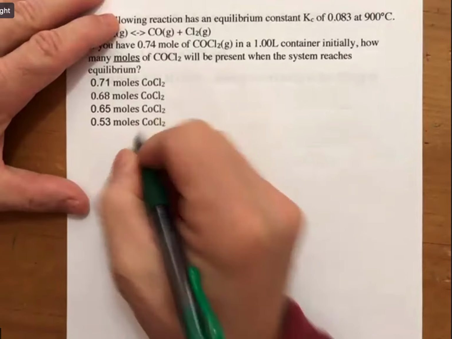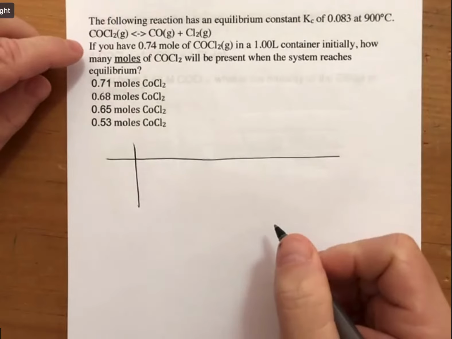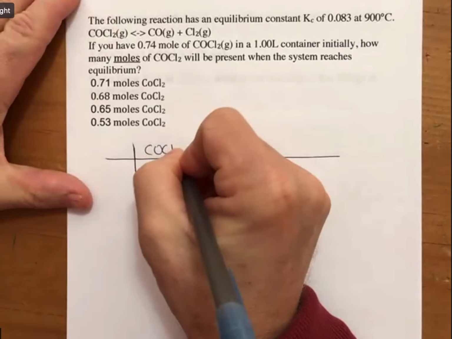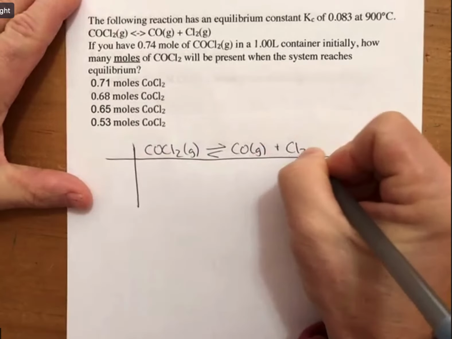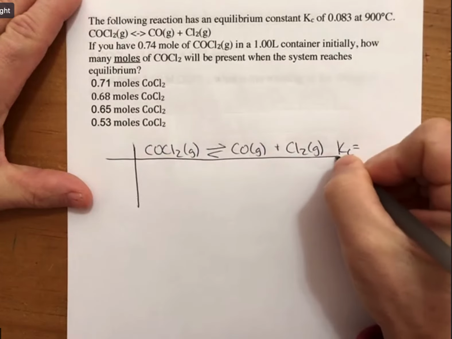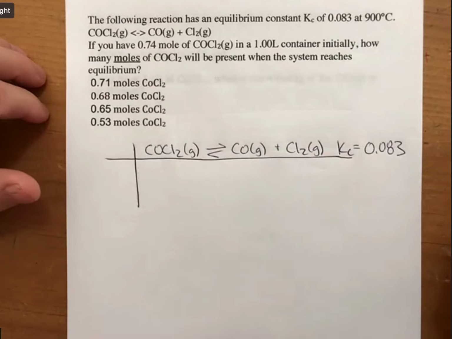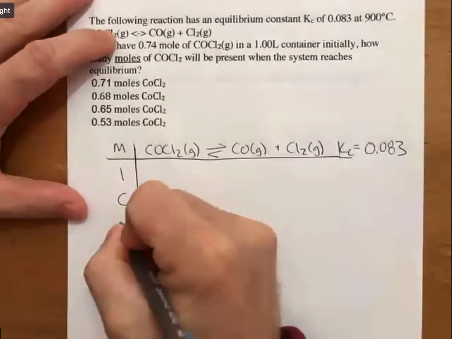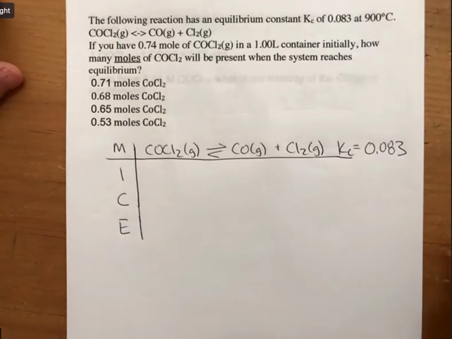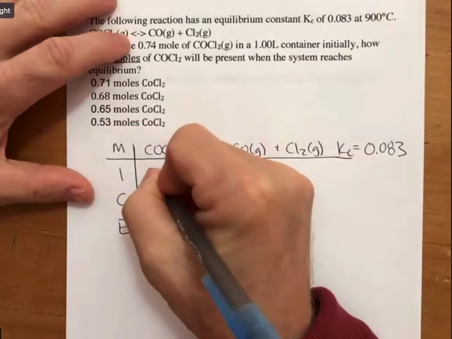I'm going to write my ICE table down here this time, and write out my reaction. And when I have a Kc value, I like to write it out at the end there. You don't have to do that. That's just something that helps me stay organized. Now I have my molarity, I have my I, C, and E rows. And it says I have 0.74 moles in 1 liter. So that's just 0.74 molarity.